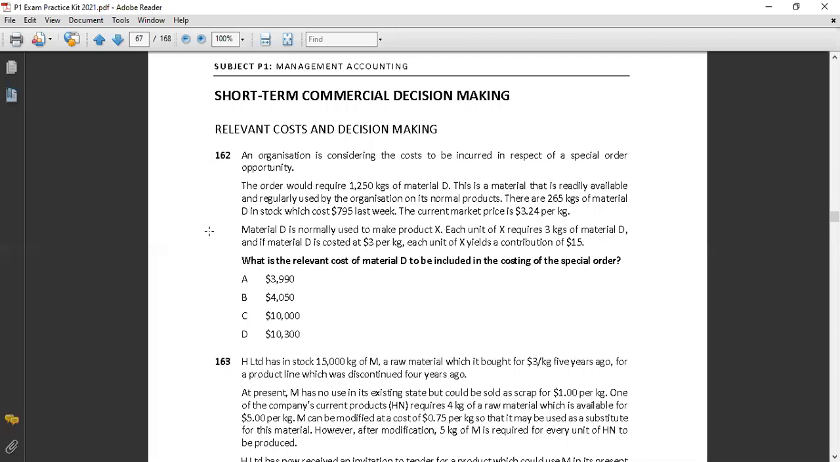Material D is normally used to make product X. Each unit of X requires 3 kgs of material D, and if material D is costed at $3 per kg, each unit of X yields a contribution of $15. What is the relevant cost of material D to be included in the costing of the special order? Let me start a new Excel sheet.